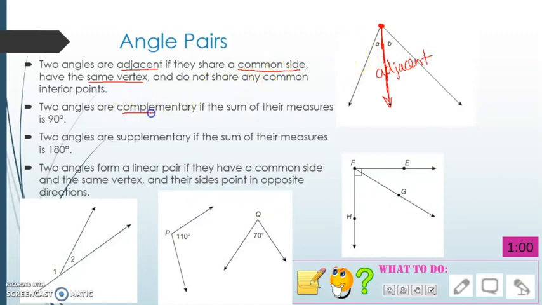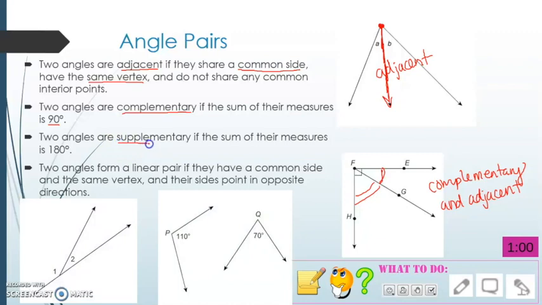Two angles are complementary if the sum of their measures is 90. So in this diagram over here, angle EFG and angle GFH are complementary because together they add up to 90. They do not have to be adjacent. These are also adjacent, but they don't have to be adjacent to be complementary.